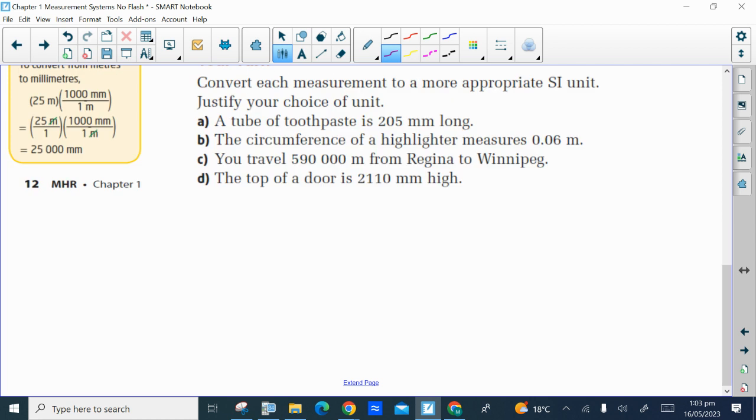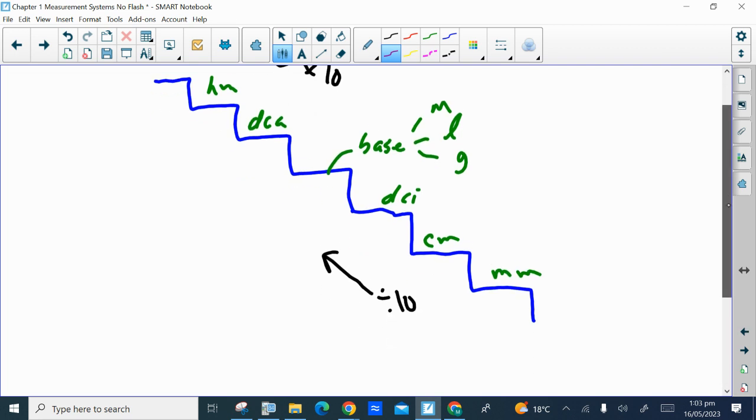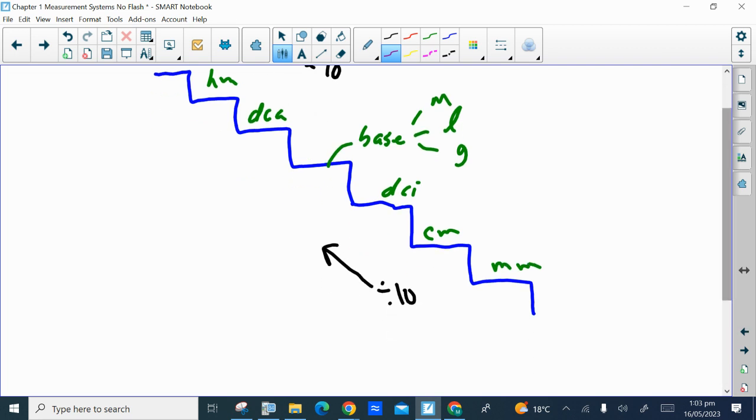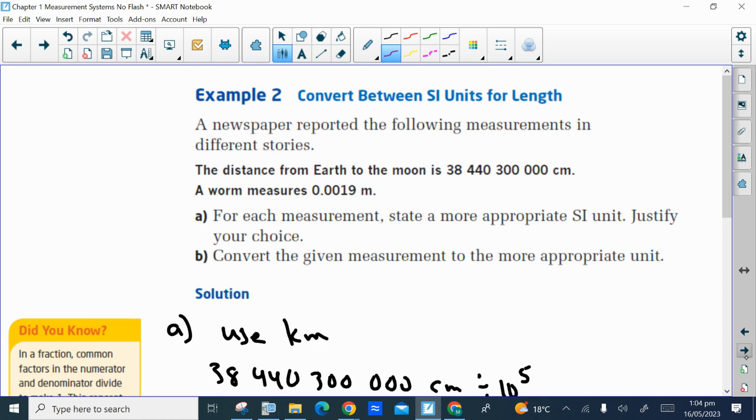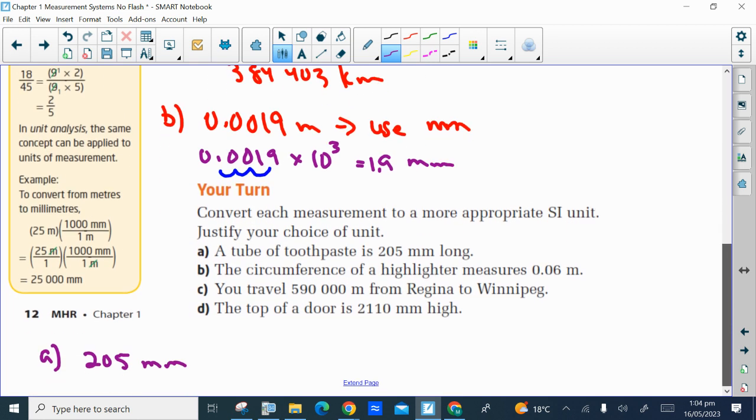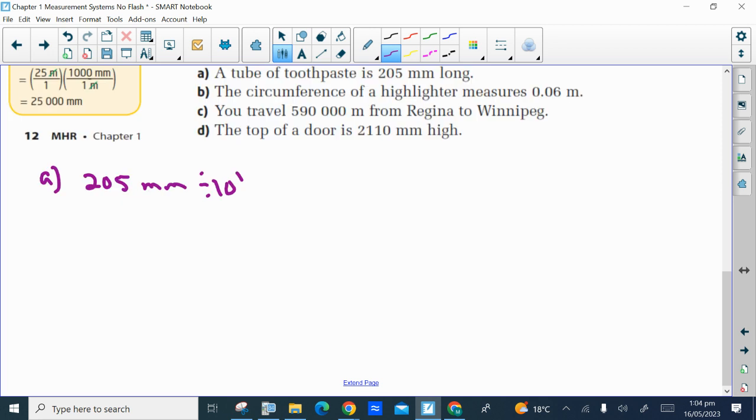So these next ones, we want to convert to a unit that makes more sense. For question A, I would probably use centimeters. I would convert from millimeters to centimeters. So if I go back to the metric staircase, to go from millimeters to centimeters, you're going up the staircase once. That means you're going to divide by 10 once. That means you're going to move the decimal over to the left once. Your answer has to get smaller. So that would be 20.5 centimeters.